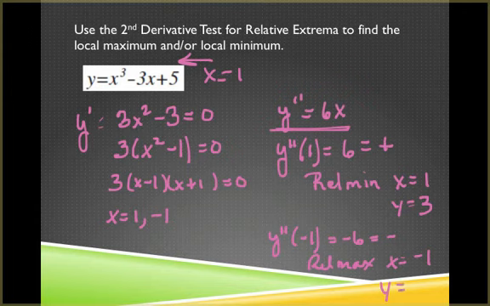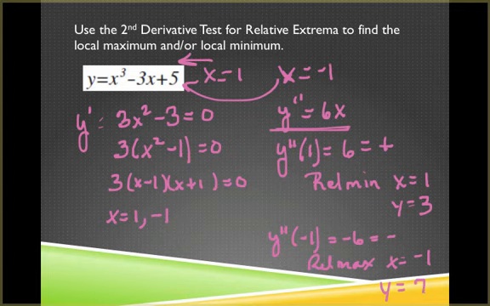And then we can go back and substitute negative 1 into my original equation. I'm going to get negative 1 cubed would be negative 1, minus 3 times negative 1, which would be plus 3, and then plus 5. So negative 1 plus 3 would be 2, and 2 plus 5 would be 7. And now I know my relative min and my relative max.